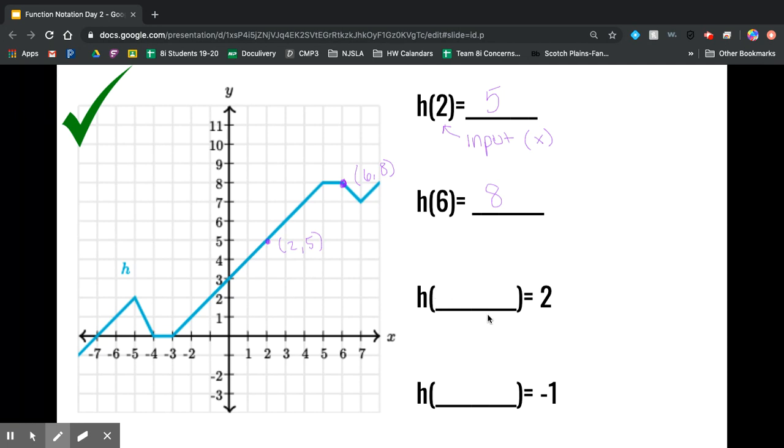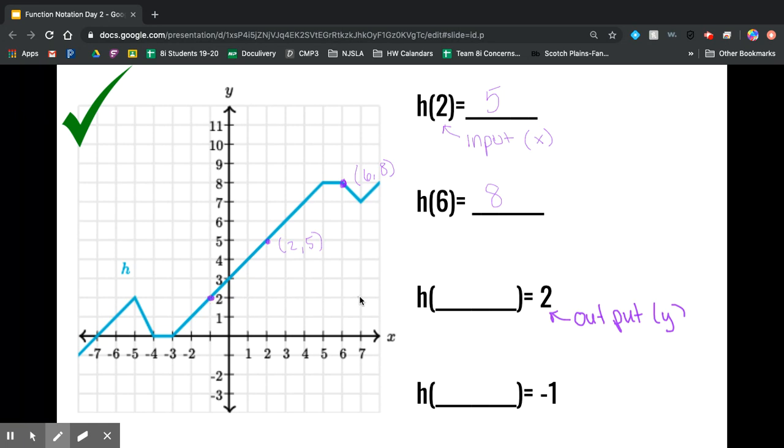This one kind of works a little bit different. This time the 2 is on the other side of the equal sign, and this is h of blank is equal to 2. So what they've given us this time is actually an output. What does that mean? It means that what we're given this time is a y value. So now I'm going to go to the y-axis, and I'm going to look for 2. And I'm going to follow it across until I hit this blue line.